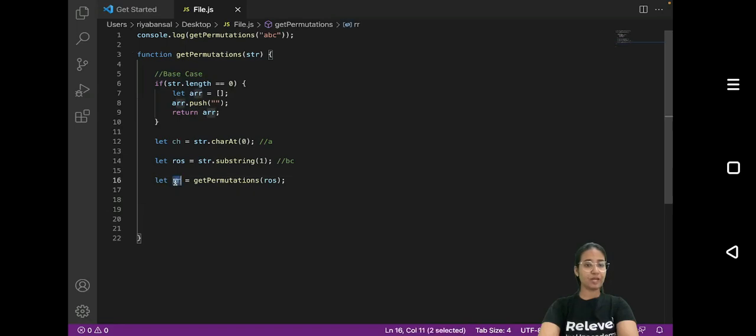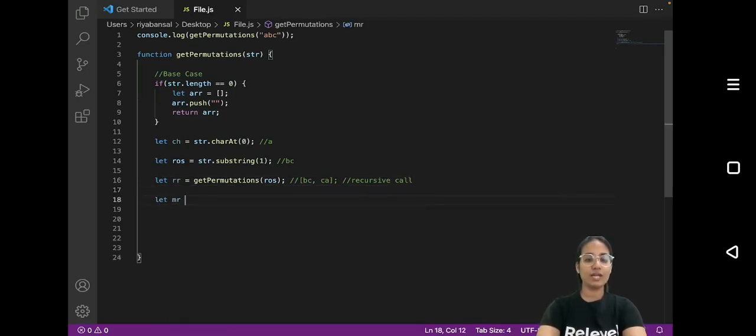Now ROS is basically containing this BC and CA, correct? Don't bother about what is happening at the lower level at a smaller problem. Just bother about the fact that you are handling all the three things: base case, self work and recursive call. So far we have done base case, we have done recursive call. Now only the self work is left. So once you get the recursion result, you try to use that and build your own result, and in the end you just return it, correct?